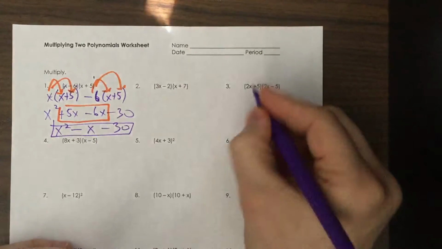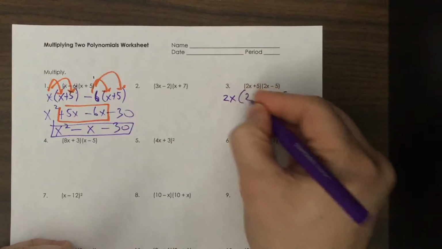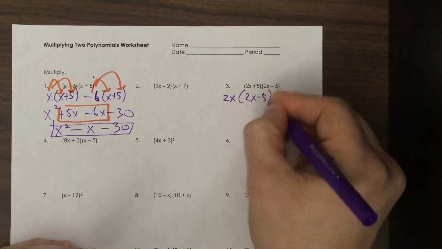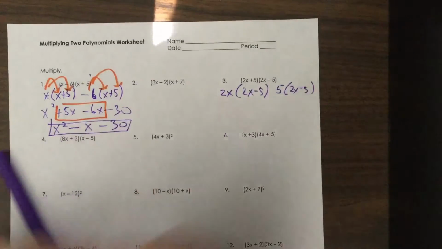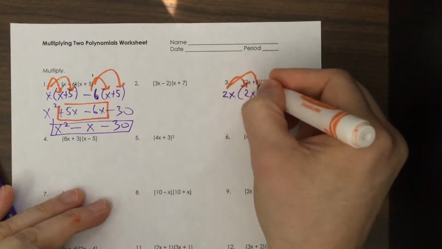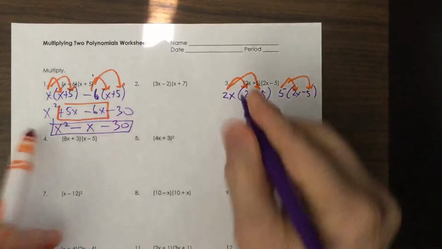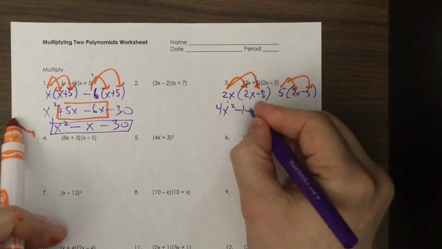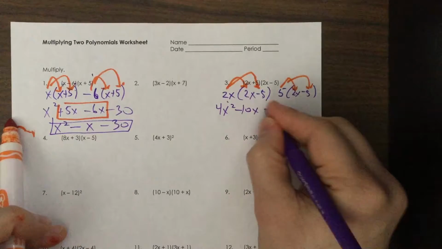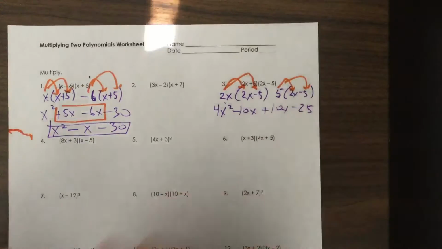All right, number 3. I'm going to split the first binomial into 2, and I'm going to write the second one twice. I do my distribution here, and here. 2x times 2x is 4x squared. 2x times negative 5 is negative 10x. 5 times 2x is 10x. 5 times negative 5 is negative 25.